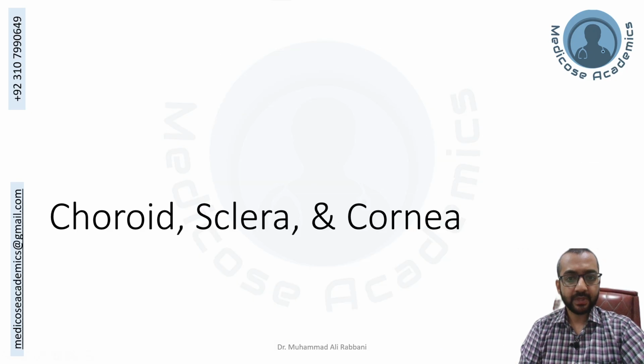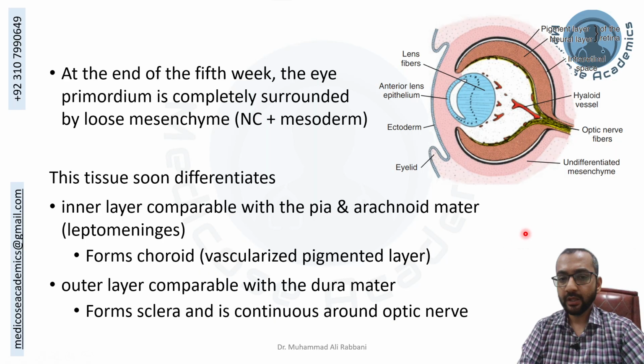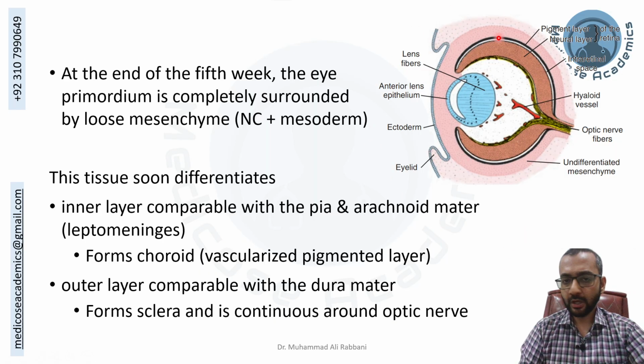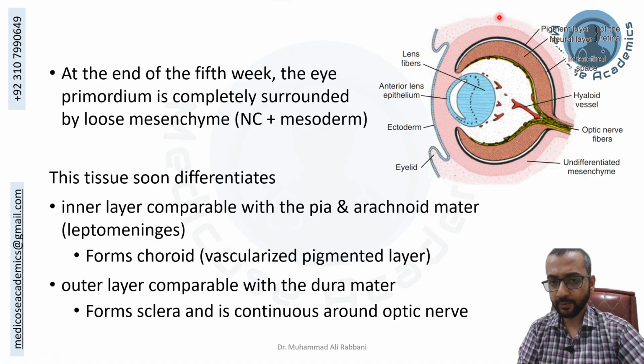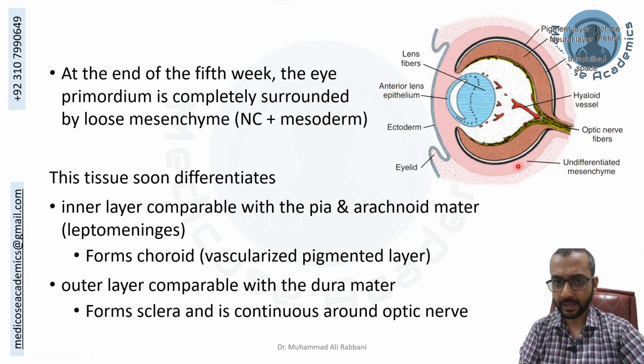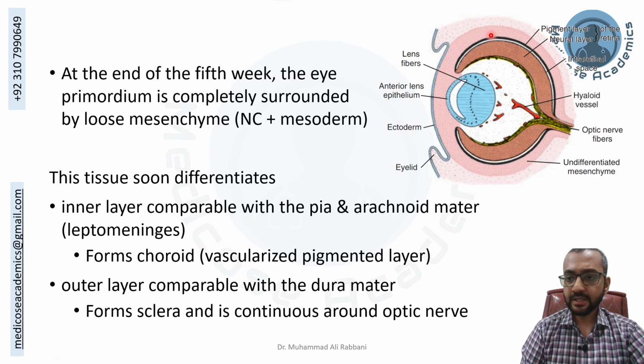Okay, now we are left with the outer layers: the choroid, the sclera, and the cornea. During the early weeks when all of this was happening, while the optic cup was being formed during the 4th and 5th week, the surrounding area of the optic cup was surrounded by mesenchyme. So this is completely surrounded by mesenchyme by the 5th week, and this is made up of neural crest cells and mesoderm. This mesenchyme differentiates into 2 layers.